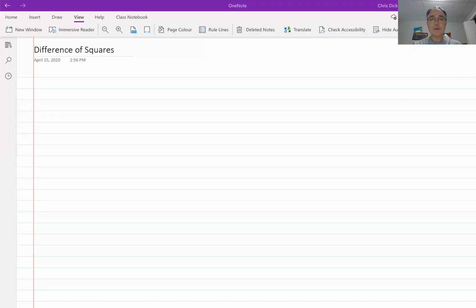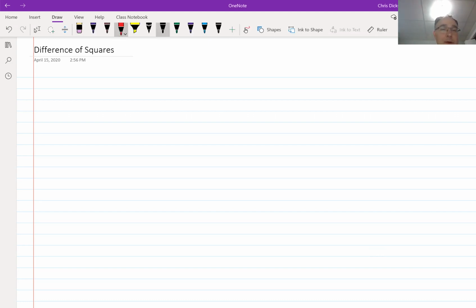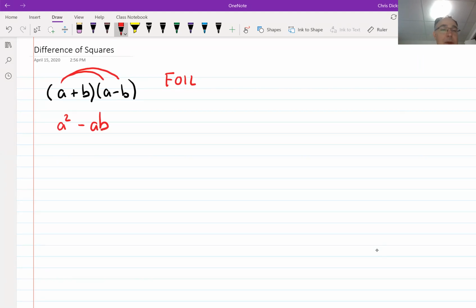There we go. Okay. So you can see on here, hopefully, the work we're about to do. Let's take a look at the pattern a plus b, and we're going to multiply that by a minus b. So if I use that technique we talked about called FOIL, the first would be a squared, a times negative b would be negative ab if I keep it alphabetical, and b times a would be ab.